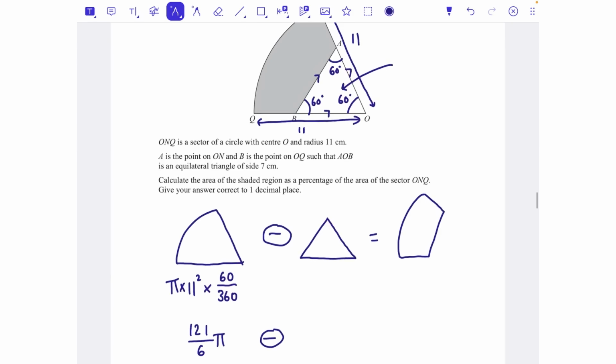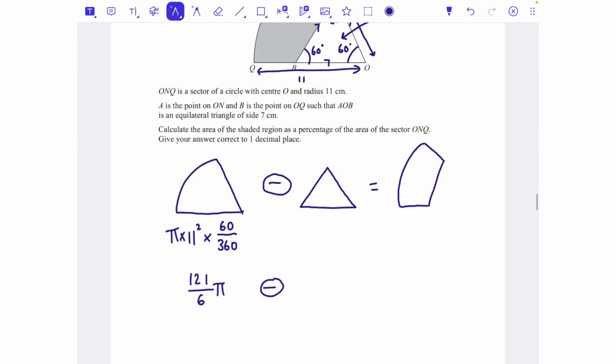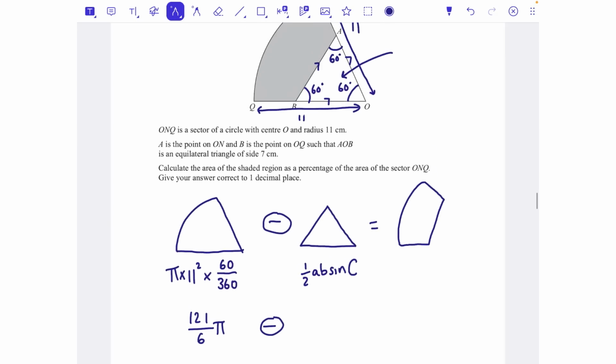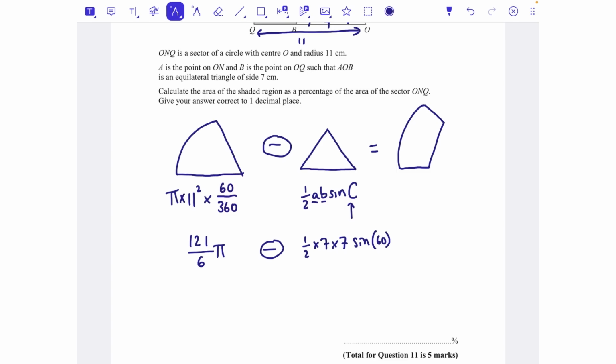Now we're taking away the area of the triangle. I don't have the perpendicular height, so I'm going to need to use half AB sine C. And we use half AB sine C when we don't have that base and perpendicular height. So I'm doing half times 7 times 7 sine 60. A and B are sides. Capital C is your angle in between the 2 sides. So half times 7 times 7 sine 60 is 49 root 3 over 4. And again, I'm not writing it as a decimal yet just because I want to keep it as accurate as I can till the very end.